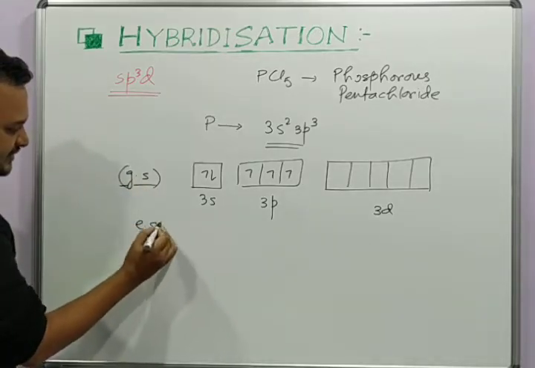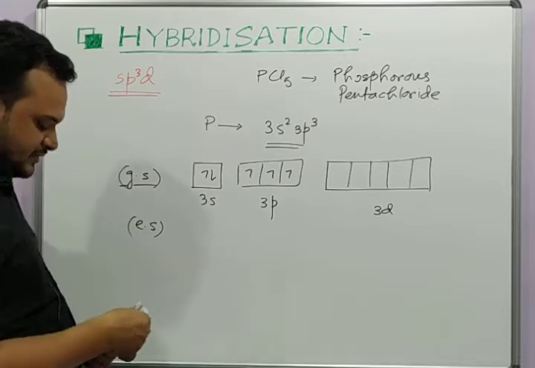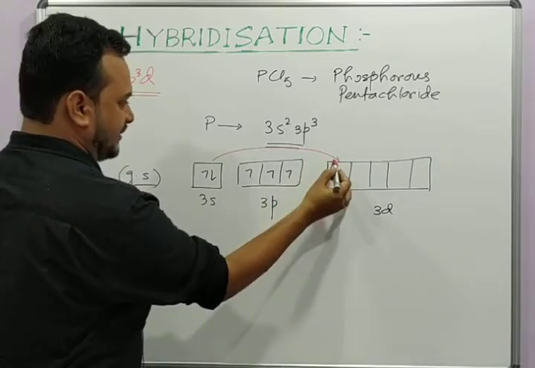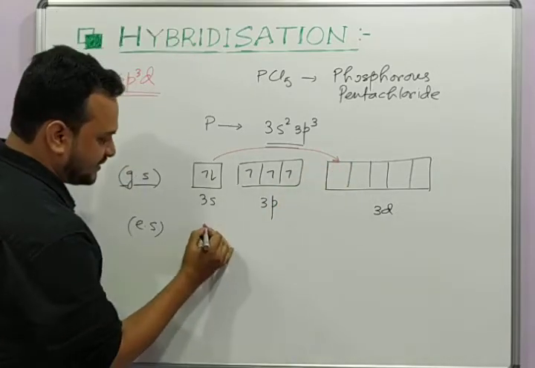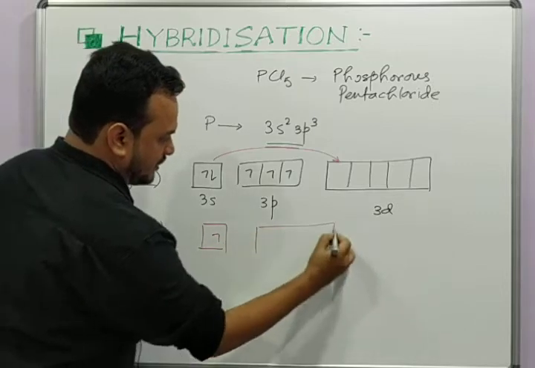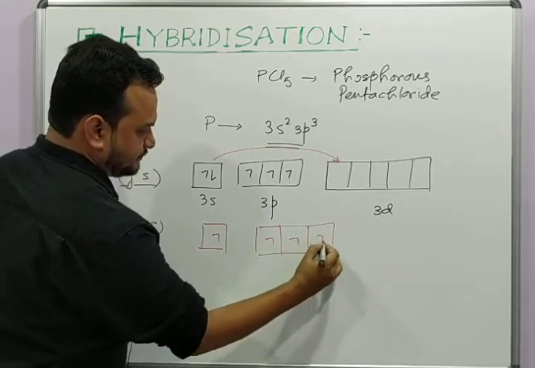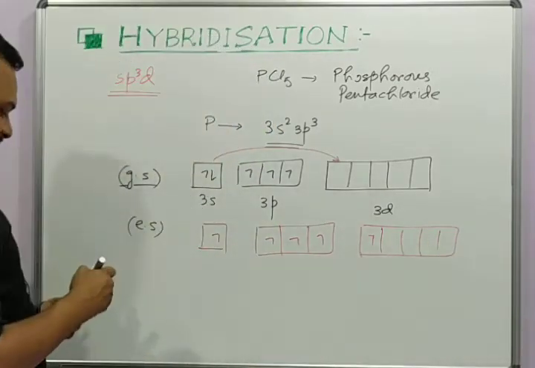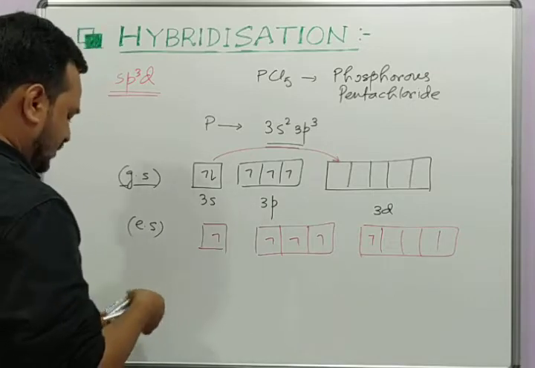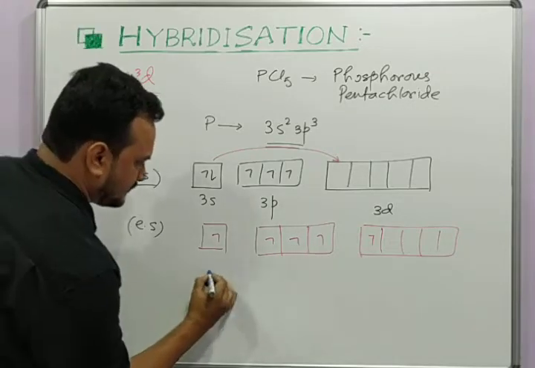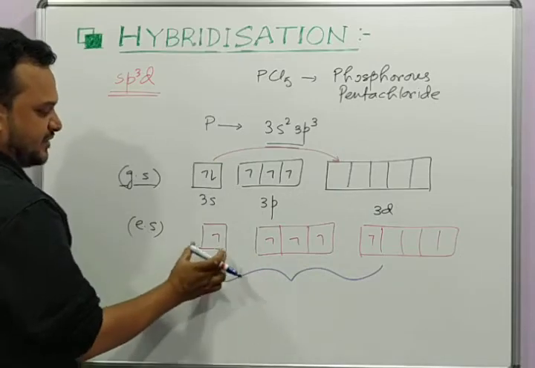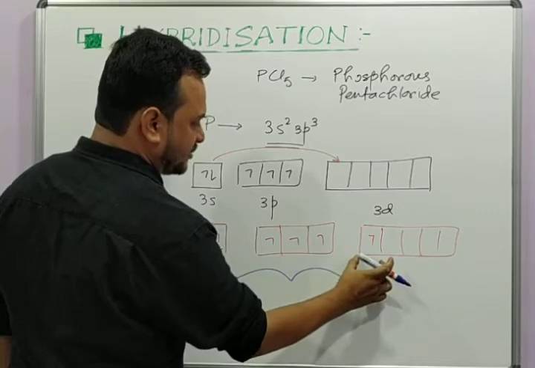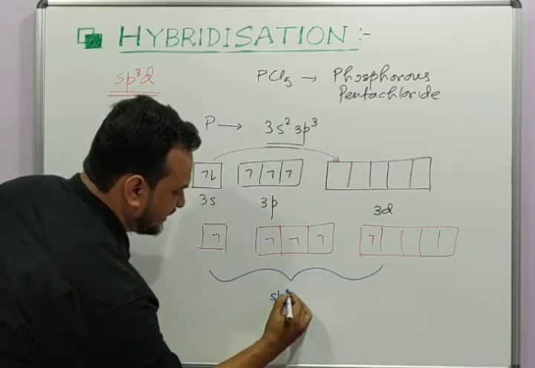So we take the excited state electronic configuration, that means one of the 3s electrons will be promoted to this 3d orbital. So in the excited state the electronic configuration will look like this: one of the electrons is promoted to 3d. And now all these 5 orbitals will undergo hybridization. In this hybridization, one s orbital is participating, 3 p orbitals are participating, and 1 d orbital is participating. So the name is sp3d.